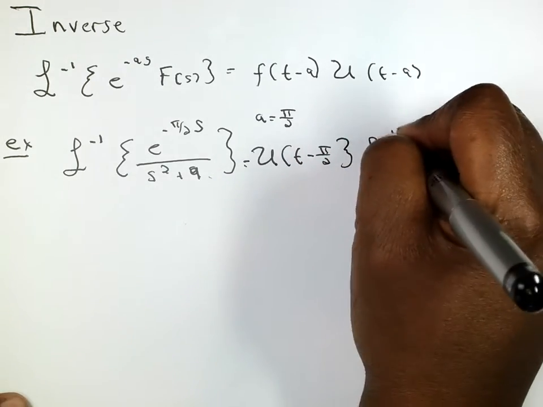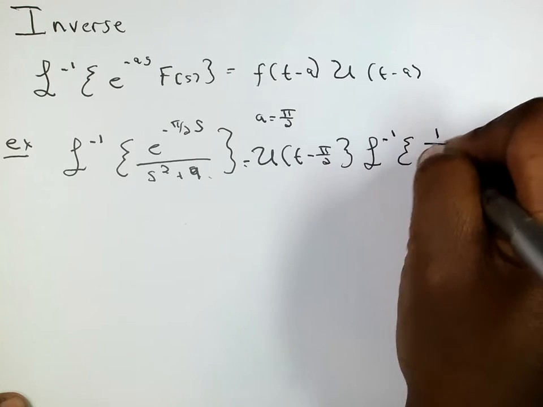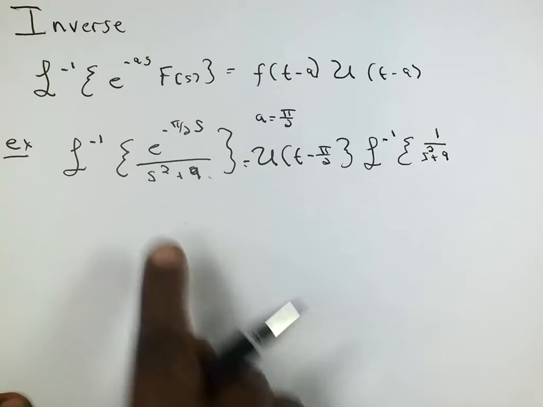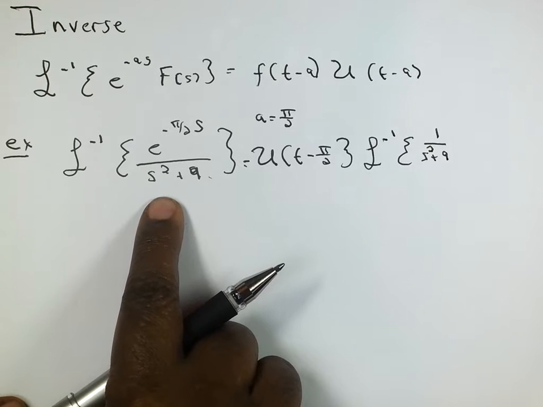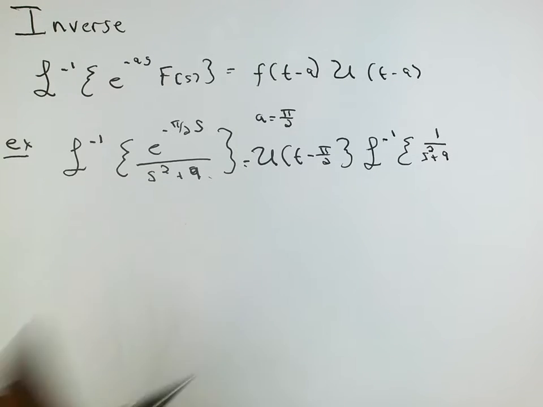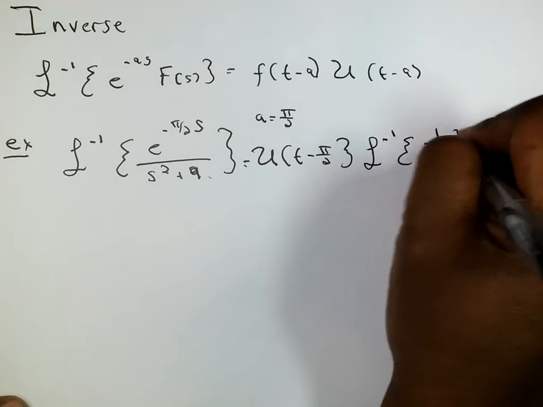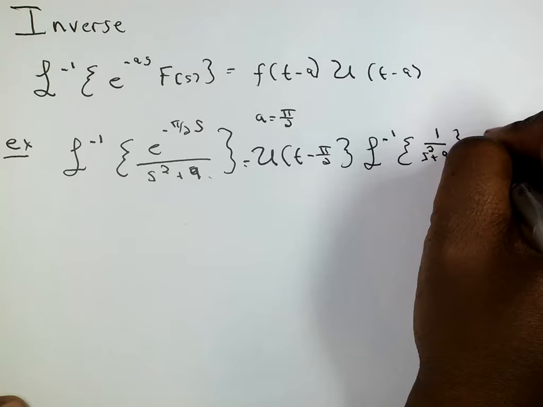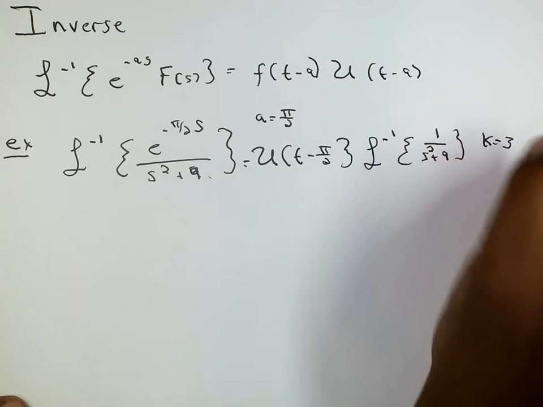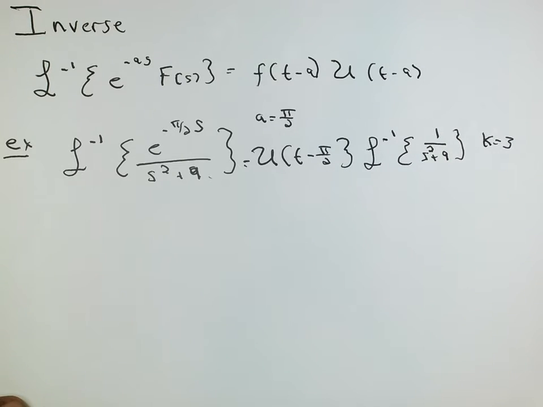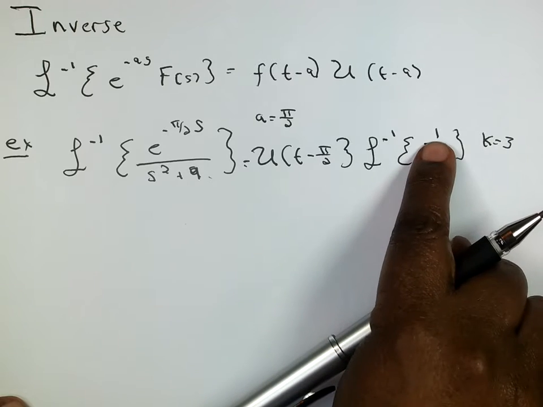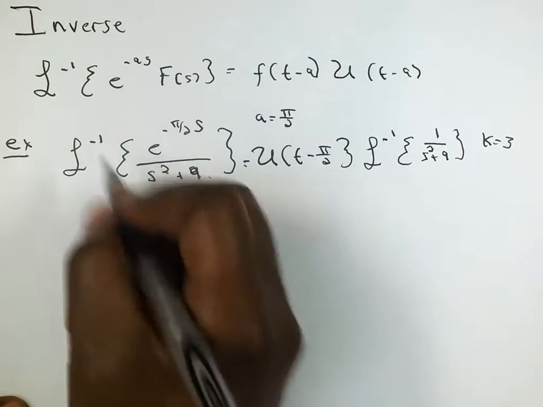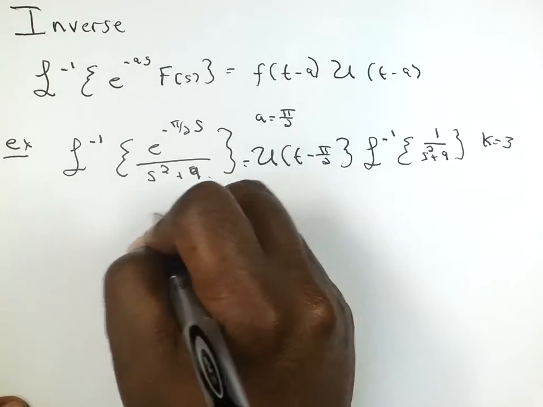Now, the rest is, before we do the shift, we just have that s squared plus 9. So that is really similar to k over s squared plus k squared, where k is equal to 3. So we're missing that 3 out front, 3 in the numerator, so I'm going to have to put that in. So I'm just going to pull a 1/3 out front.